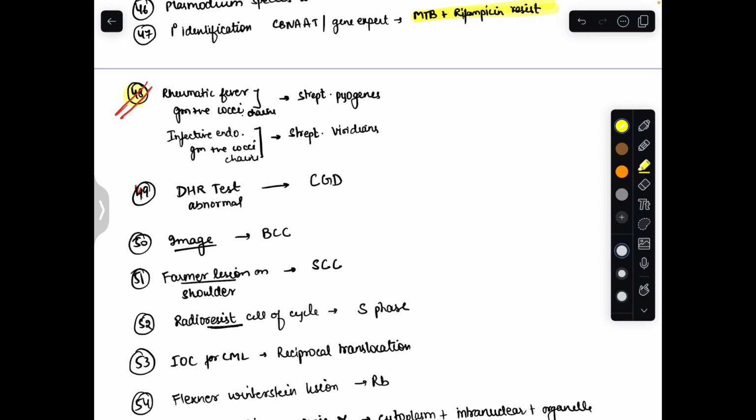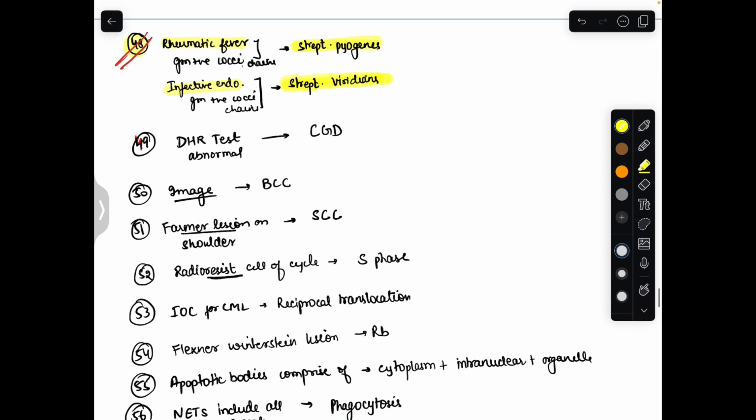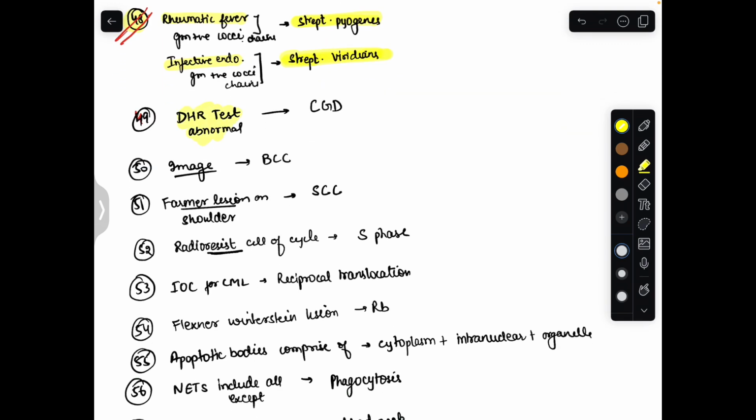For the 48th question, I don't remember whether in the question it is rheumatic fever mentioned or infective endocarditis mentioned. But gram-positive cocci in chain will be there, and I remember the image also, but I don't remember whether it is rheumatic fever or infective endocarditis because on these two factors the answers will be different. If rheumatic fever in the question, then answer is Streptococcus pyogenes, and if infective endocarditis was there, then the correct answer is Streptococcus viridans. Okay.